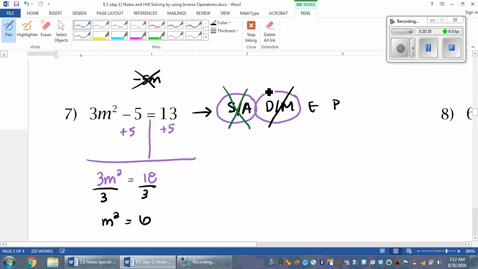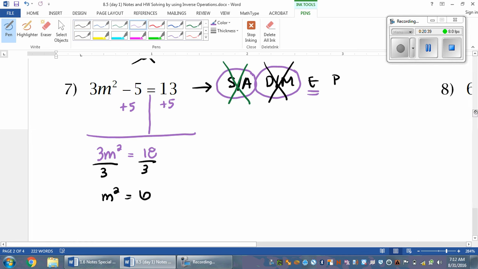I canceled everything that's multiplied and divided. Now I'm going to get rid of the exponent. How do I get rid of the square? By square rooting. The square root and the square cancel, so I'm left with m, but again, don't forget your two solutions. The square root of 6 in your calculator ends up being 2.45.